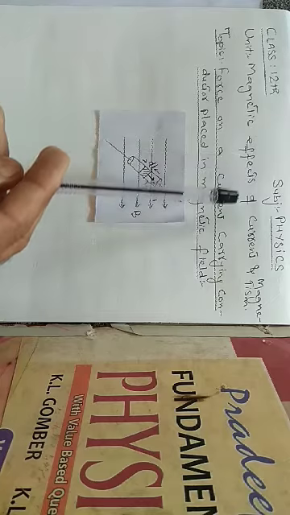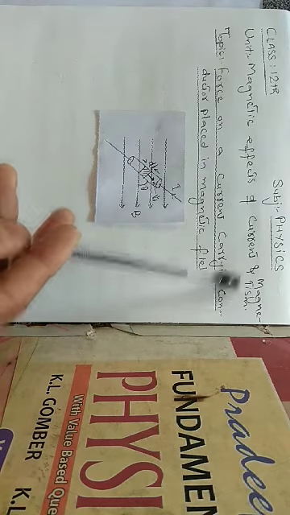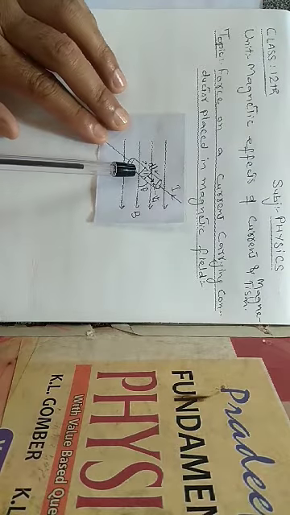In the interesting subject of physics, we are going to discuss a beautiful topic: force on a current carrying conductor placed in a magnetic field. It belongs to the unit Magnetic Effects of Current and Magnetism of standard 12th. Here is the diagram shown for the topic.